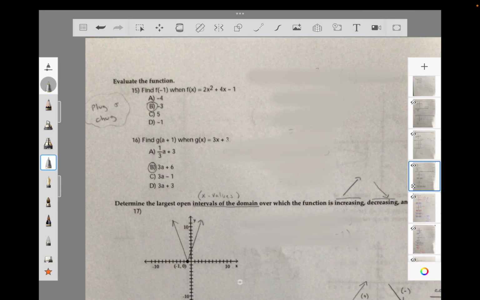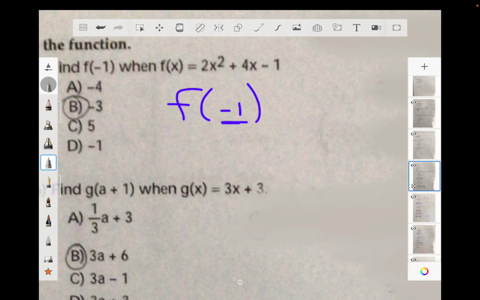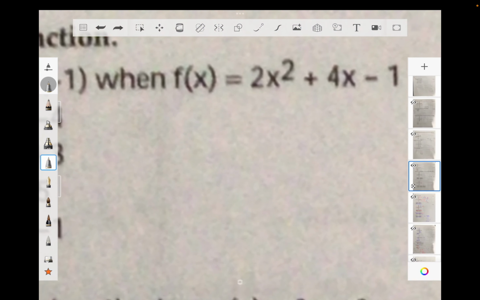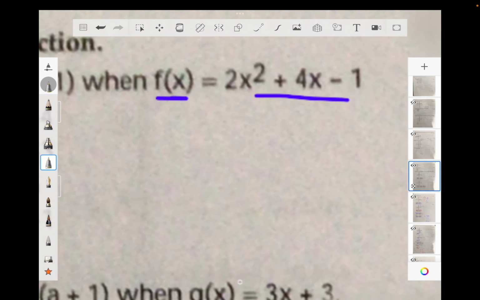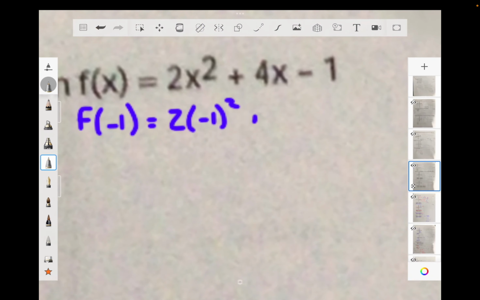Evaluate the function, find f of negative 1. Okay, so I wrote right here, plug and chug. When you see an f of negative 1, all that's saying is whatever is inside these parentheses, you plug that into the function right here. So in this case, f of negative 1, and since f of x is equal to 2x squared plus, whatever that is, f of negative 1 is going to be 2 times negative 1 squared plus 4 times negative 1 minus 1.